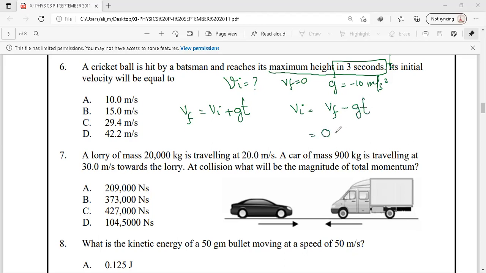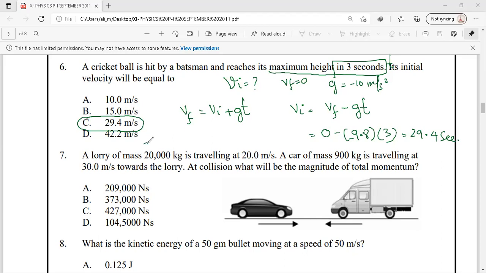So Vf is 0, minus g is 9.8, multiplied by time, which is 3. So let's multiply 9.8 by 3. 9.8 into 3 is 29.4. This sign is negative, so our result will be 29.4 meters per second. So the correct option is option C.